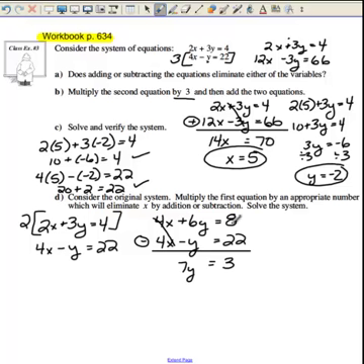And oops, I better add or subtract here. 8 minus 22, I was adding it. So 8 minus 22 is negative 14. So y equals negative 2, just like I found in the first case.